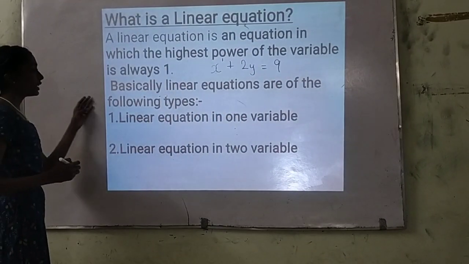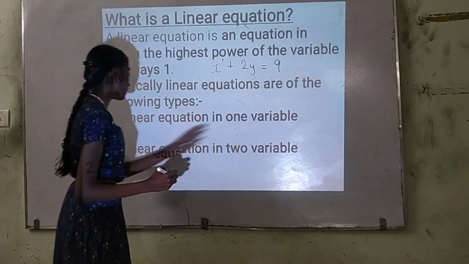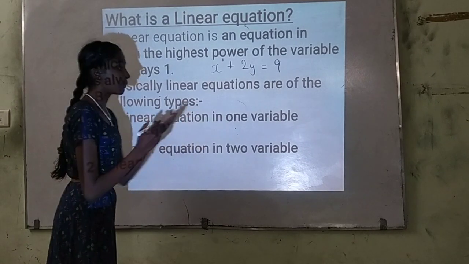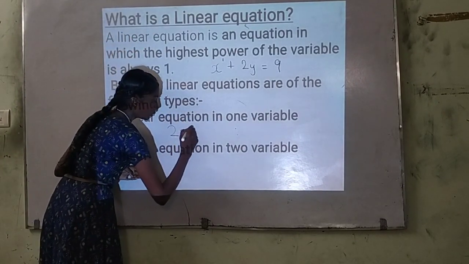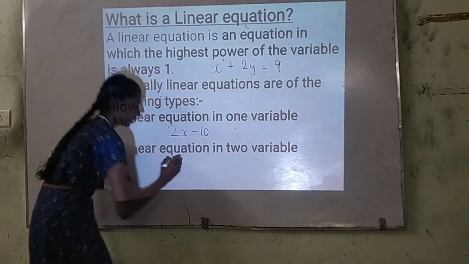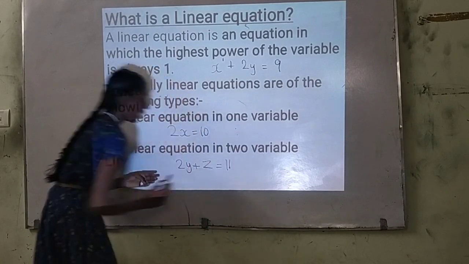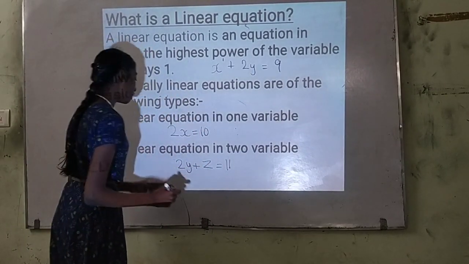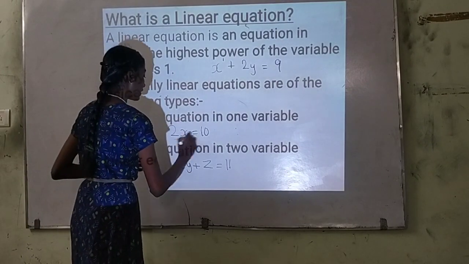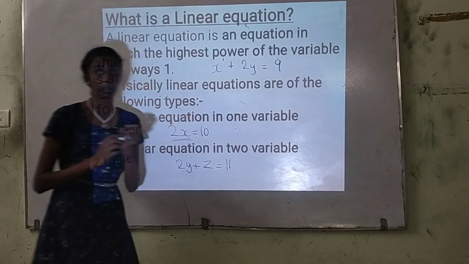Now these linear equations are again categorized into two: linear equation in one variable and linear equation in two variables. Now let me give an example of a linear equation in one variable. 2x gives you 10. 2y plus z gives you 11. As it contains y and z, the values of y and z are not equal, but it contains only one variable, so it is called a linear equation in one variable.